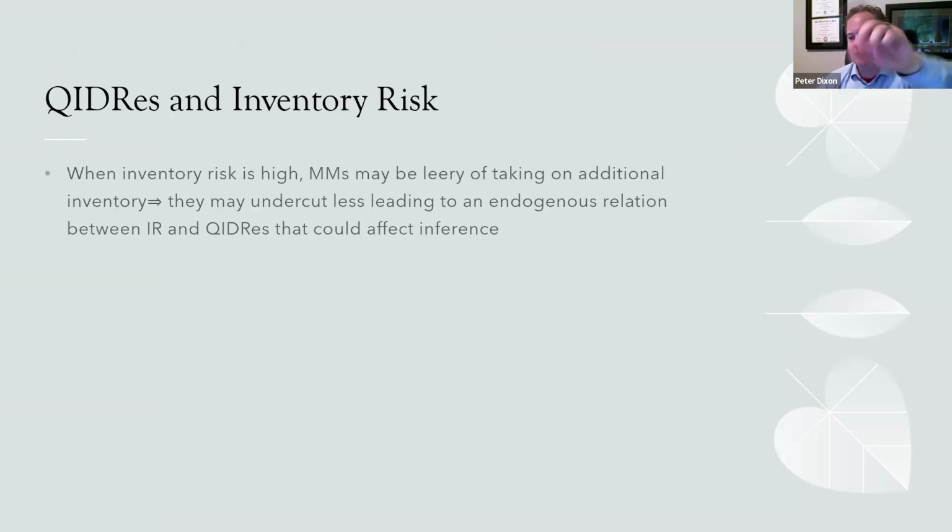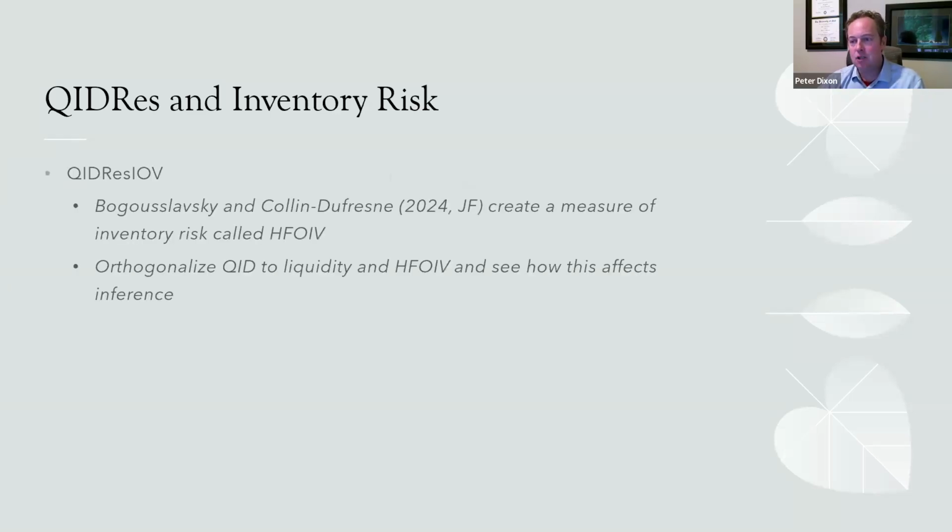Okay, so this is getting to the inventory risk. I know I have 2 minutes, and I will do this then. But basically, the idea is when inventory risk is high, market makers may be leery of taking additional inventory, so they may undercut less, leading to an endogenous relationship between inventory risk and QuidRes that could affect inference.